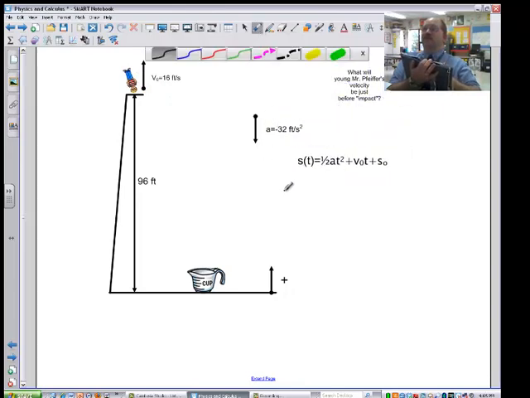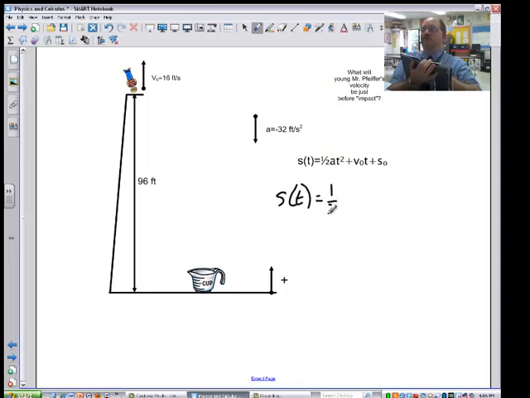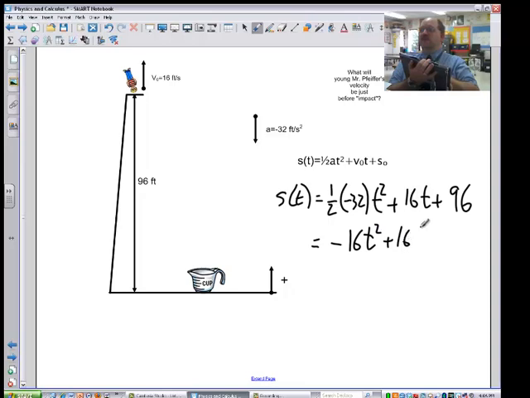So Mr. Pfeiffer's position function is going to be 1/2 of, in this case, negative 32 t squared, plus his initial velocity is 16 t, and his initial position is 96. Okay, so what we want to know is what's going to be his velocity right before impact. So let's simplify this just a little bit. Half of 32 is negative 16 t squared plus 16 t plus 96.